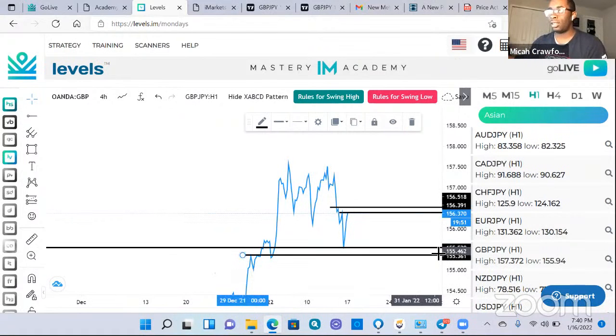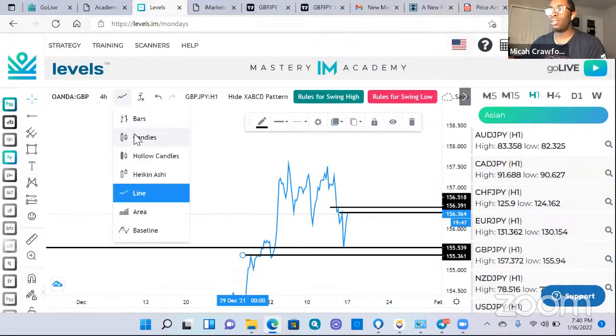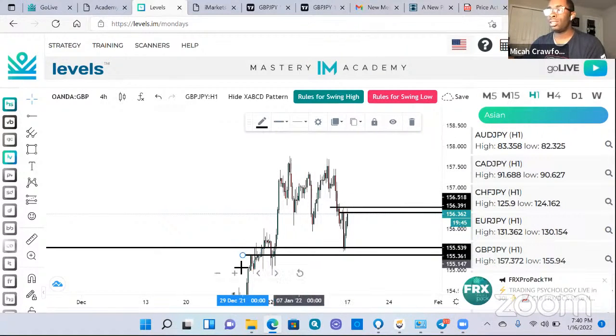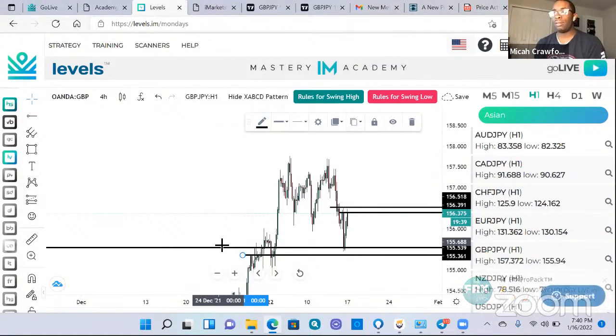Let's look at this area here now with the candles. There you go. Same thing, cleaner look, same thing. So that's what I would do.